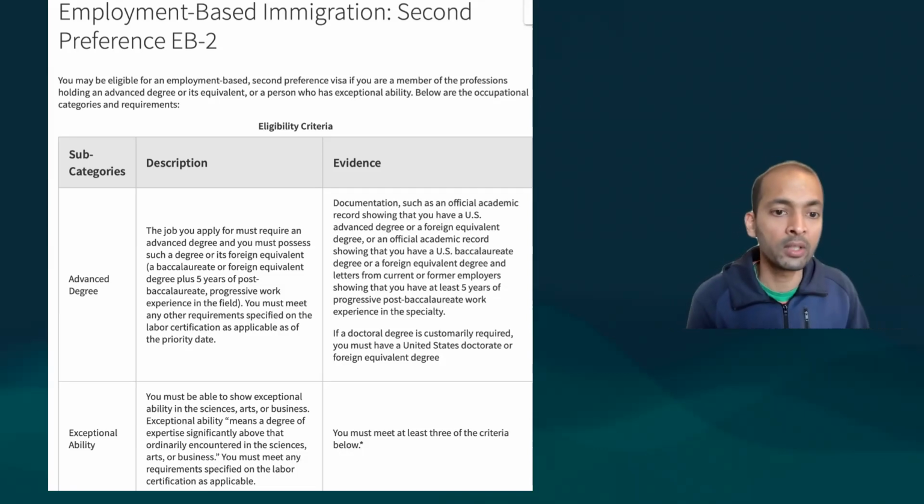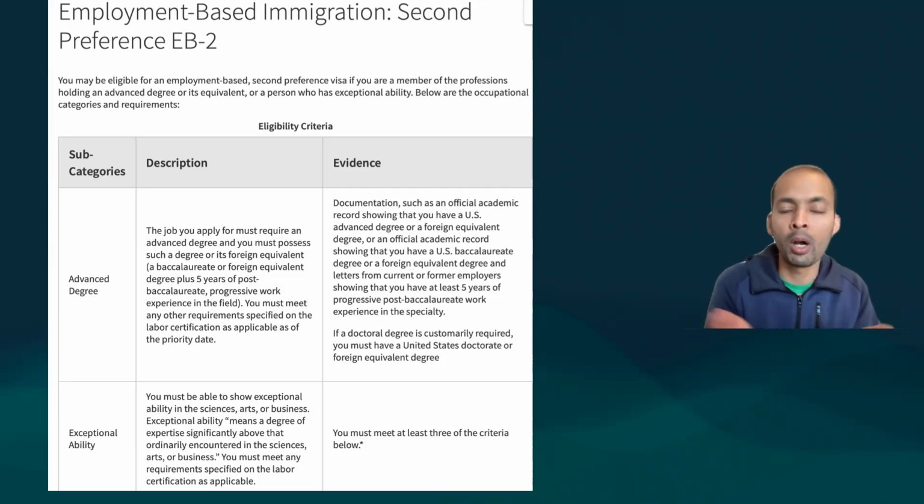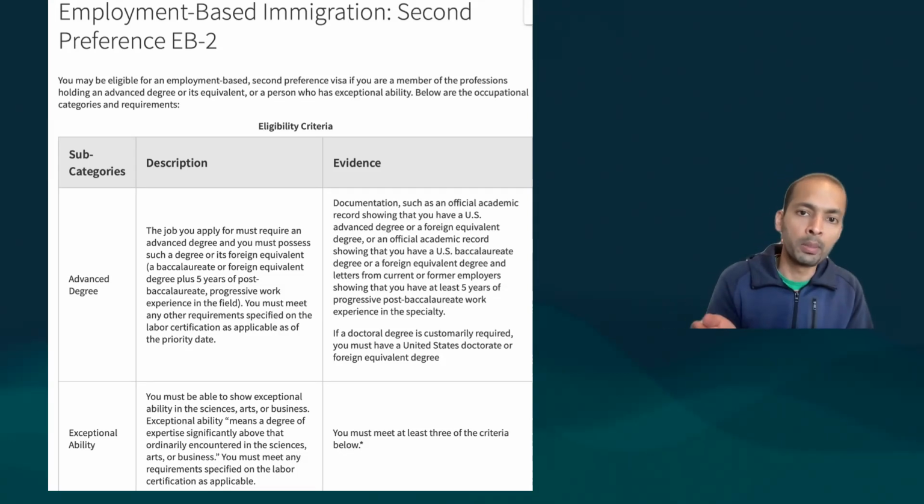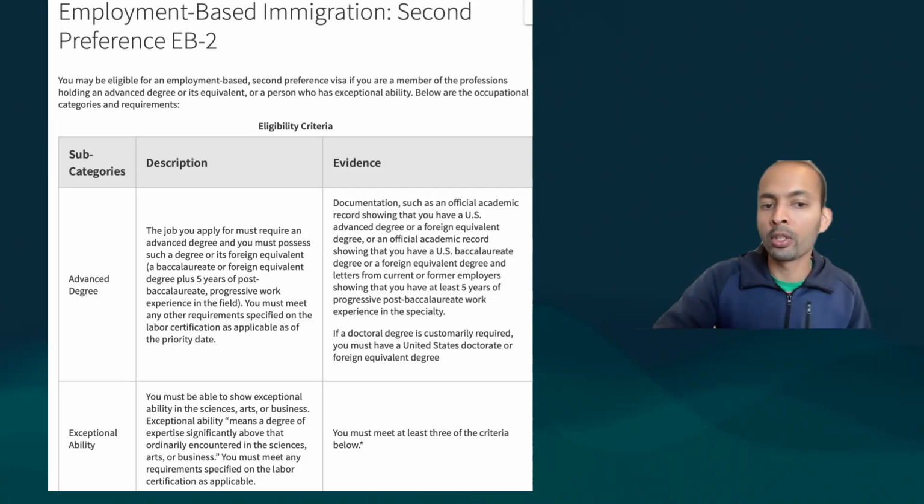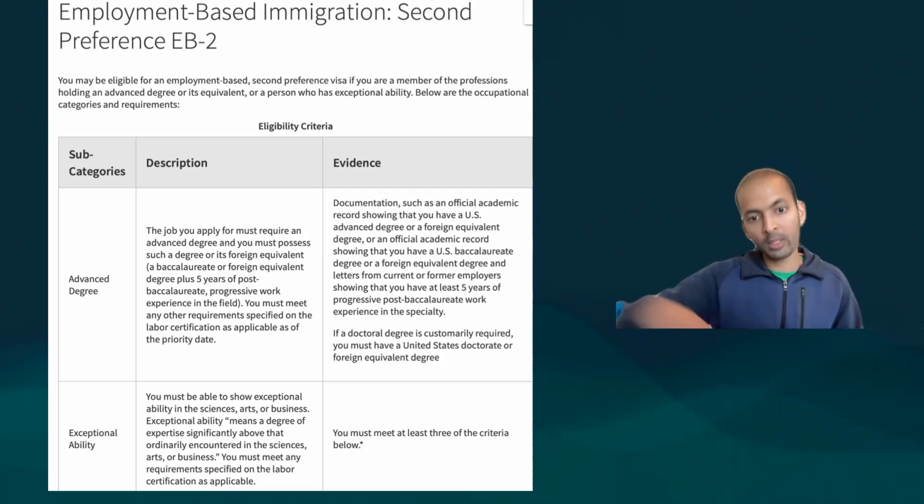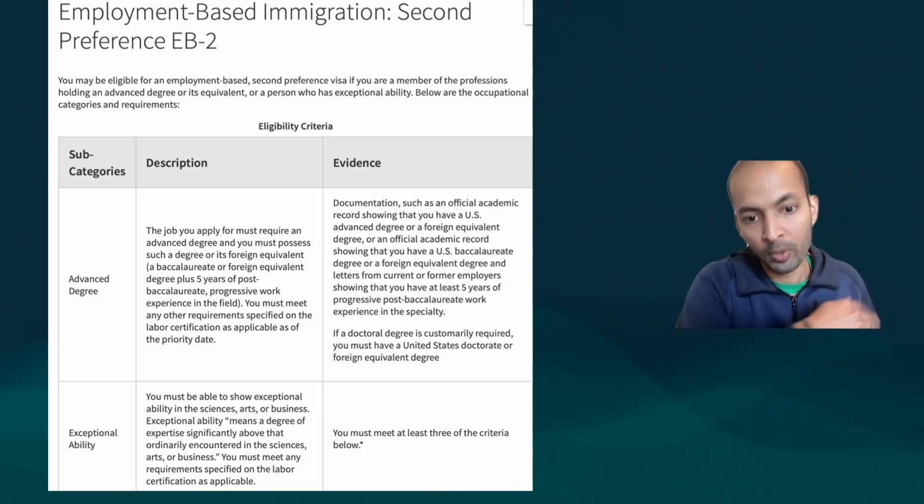Number one, advanced degree. So you can either finish your bachelor degree, BCom, BE, BTech, BSc, Bachelor of Arts, whatever. And then you should have 5 years of experience after that. That's absolutely required. And then you should have your master's degree. Or you can have your bachelor's and master's, and then you have 5 years of experience, and then you can apply, right? That's the first category, or a doctoral degree.